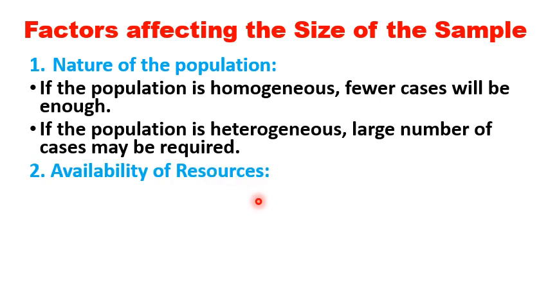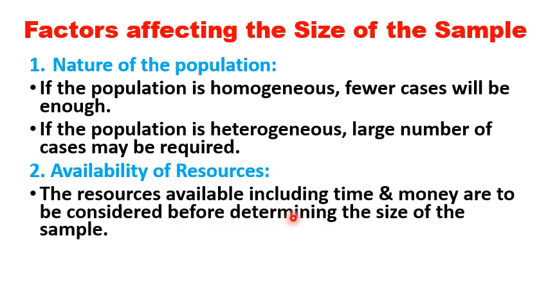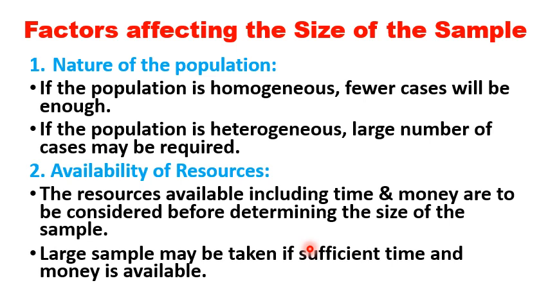Second one, availability of resources. The resources available, including time and money, are to be considered before determining the size of the sample. A large sample may be taken if sufficient time and money is available. Otherwise, a small sample may be taken.